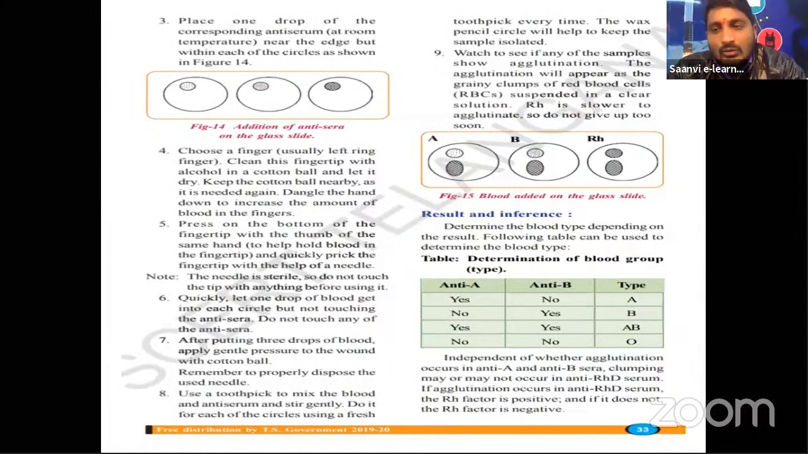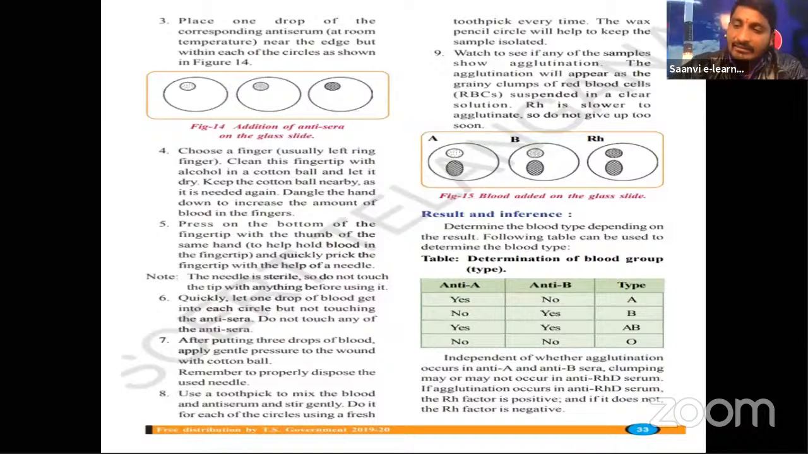And coming to O, universal donors. O group persons are universal donors. With anti-A there is no agglutination, and with anti-B also none.